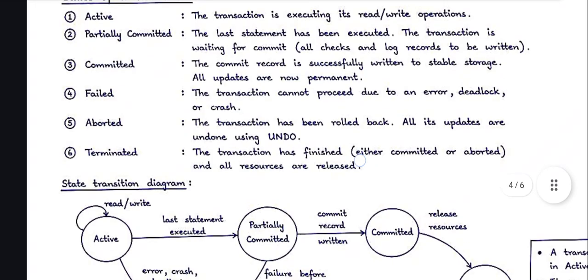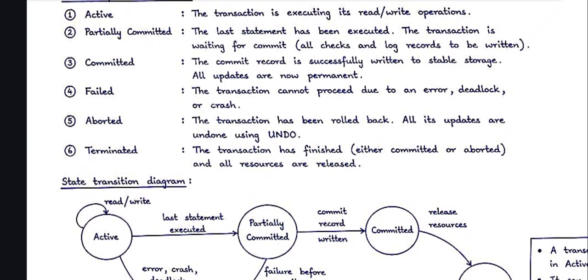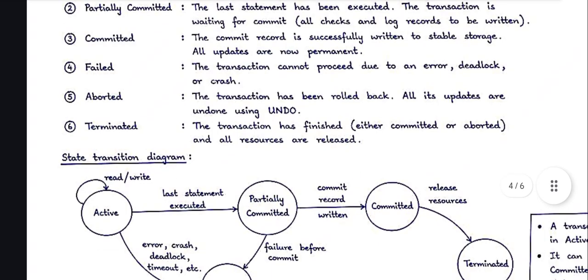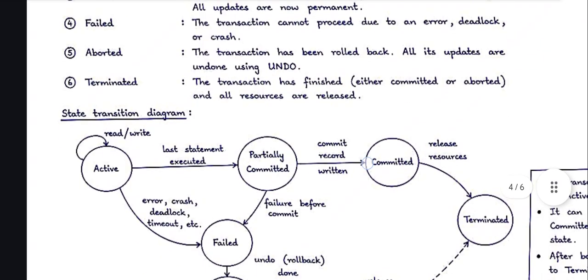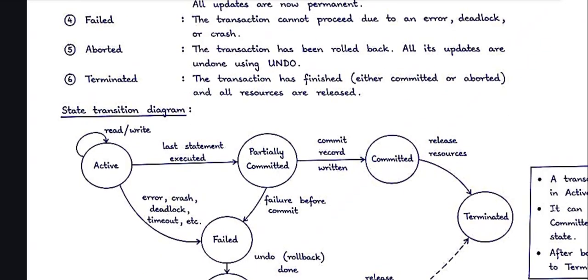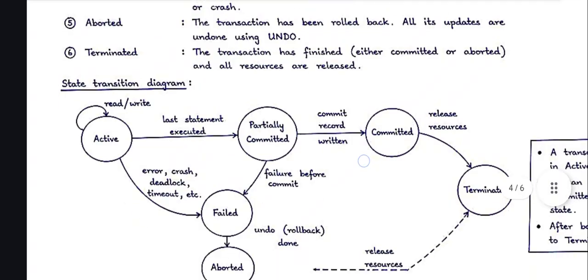Committed: the commit record is successfully written to stable storage. All updates are now permanent. Failed: the transaction cannot proceed due to an error, deadlock, or crash. Aborted: the transaction has been rolled back. All its updates have been undone using undo. Terminated: the transaction has finished, either committed or aborted, and all resources are released.